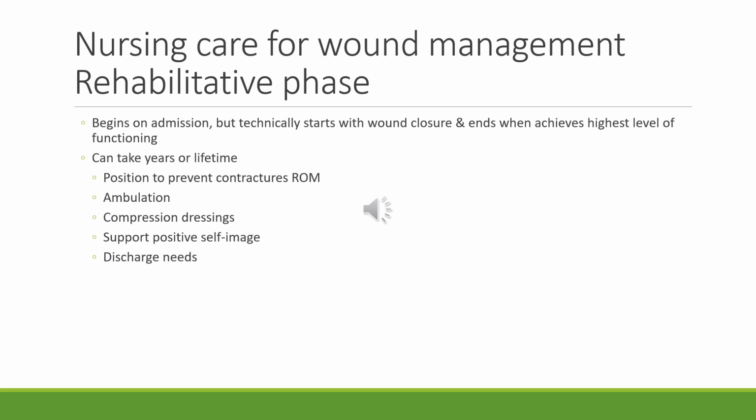So your book has a chart on page 503 that I want you to take a look at, and then also on 504. So positioning to prevent contractures is going to be important, utilizing range of motion to keep everything from stiffening up and having contractures form, making sure our patients are walking and ambulating to prevent other problems, use of compression dressings, and then supporting a positive self-image, because psychosocially is going to be really difficult depending on what areas are burned and if they are visible, like the arms.